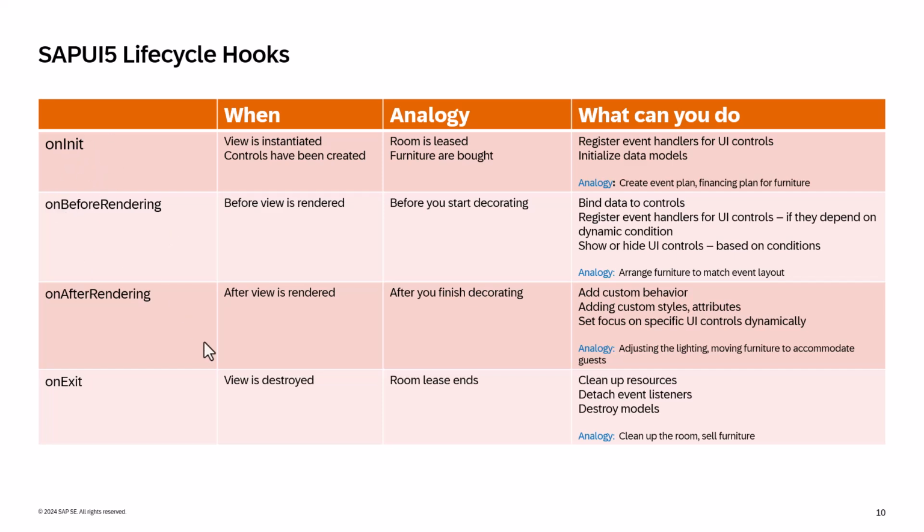So these are the lifecycle hooks. You're already familiar with them. The onInit gets fired only once, whereas the onBeforeRendering and the onAfterRendering get fired multiple times. Very similar to how every day you have a different event, so you're decorating the room with the furniture that you bought. They get fired multiple times.